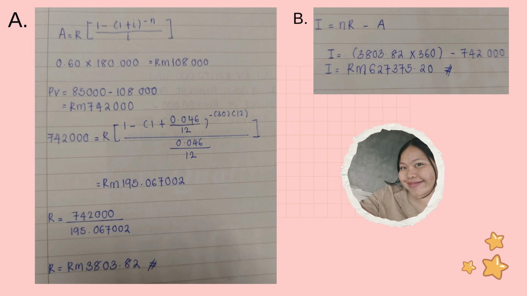Question 4, part B. In this question, we need to calculate the total interest charged over the loan period. And for this question, I will use the formula I equal N times R minus A. The total amount paid is Rm 3,803 ringgit and 82 cents need to be multiplied by 360 months. So, when we get the answer, we need to minus it with the original loan amount, which is Rm 742,000. So, the answer is Rm 627,375 ringgit and 20 cents.